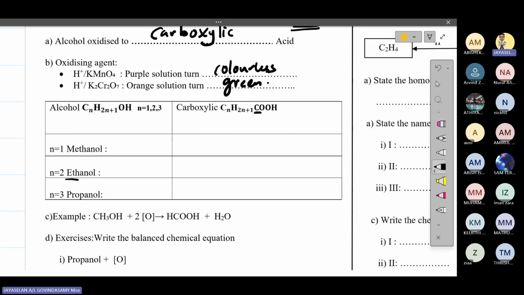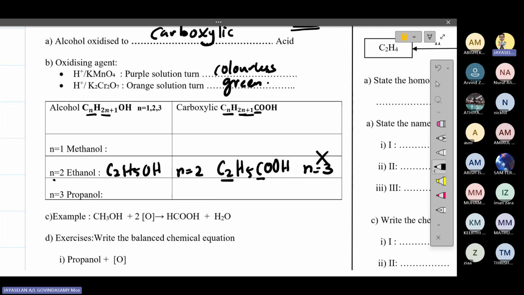We do this one. Ethanol n=2. You apply n=2 here. C2H(2×2+1)OH, which is C2H5OH. Kalau you ambil n=2 di sini, kalau di sini 2, di sini pun 2, salah tau. Okay, kita cuba apply 2. Sini C2. H will be 4 plus 1, 5. COOH. Kamu tengok berapa n di sini? 2 tambah 1, 3. So this compound wrong. Understand? So what you must do when alcohol n, carboxylic acid, you mesti tolak 1.